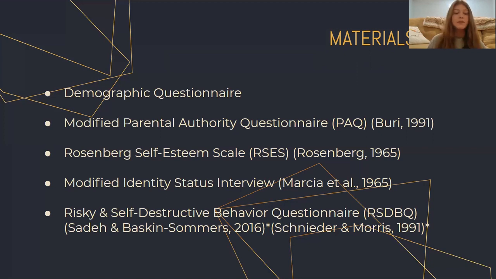We also used elements of the Risky and Self-Destructive Behavior Questionnaire, as well as many of the risk-taking behaviors in a survey conducted by Schneider and Morris in 1991, which highlighted the risks that college students were more likely to take, including alcohol, sex, and drug use. The reason was concern about the length of the Risky and Self-Destructive Behavior Questionnaire not fitting into a Qualtrics survey. It consisted of 22 questions and was to be answered in a yes or no format.